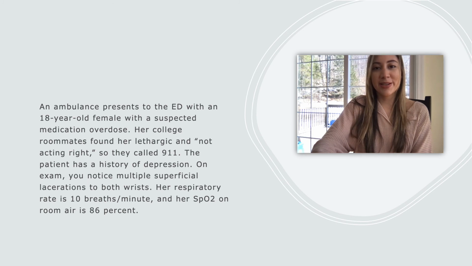For the first scenario, an ambulance presents to the emergency department with an 18-year-old female with a suspected medication overdose. Her college roommates found her lethargic and not acting right, so they called 911. The patient has a history of depression. On exam, you notice multiple superficial lacerations to both wrists. Her respiratory rate is 10 breaths per minute, and her O2 on room air is 86%.